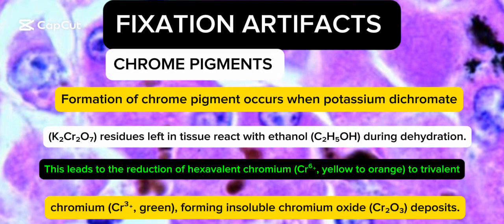Chrome pigments are artifacts that form during fixation when tissues are treated with potassium dichromate-based fixatives, for example, Moller's fluid, Orth's fluid, or Zenker's fluid. These pigments result from the chemical reaction between potassium dichromate and tissue components, particularly during improper washing or dehydration.